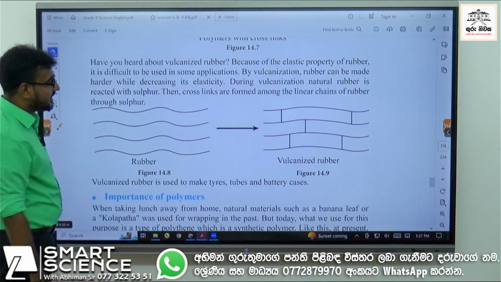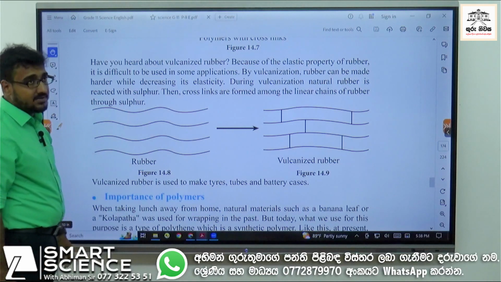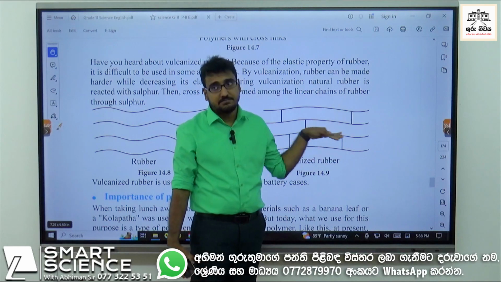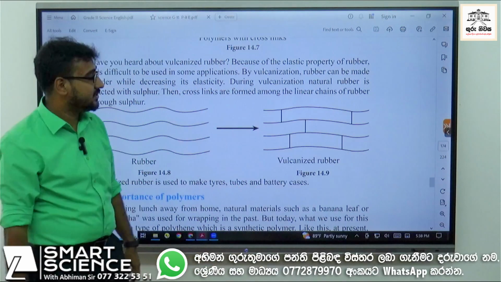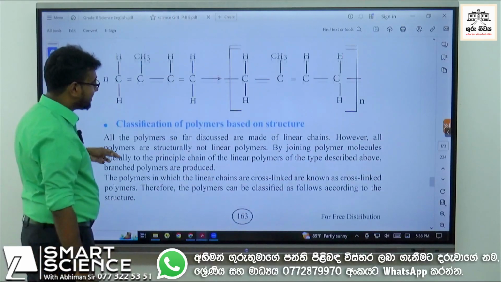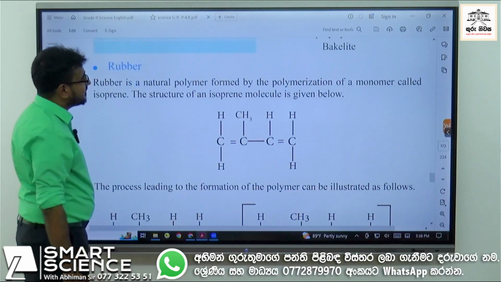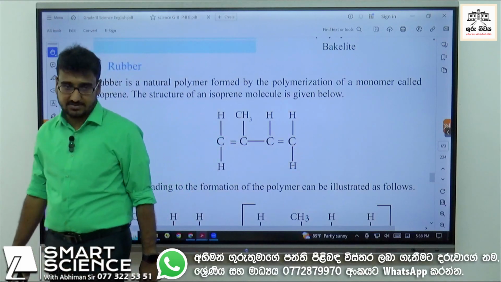Okay. And when we analyze the structure, what happened? Some cross links are created by the sulfur between the linear structures of the natural rubber. What is the name of this? Isoprene. You couldn't say the name. Isoprene, right. What is its name? The name of the monomer is isoprene. So that is the monomer.